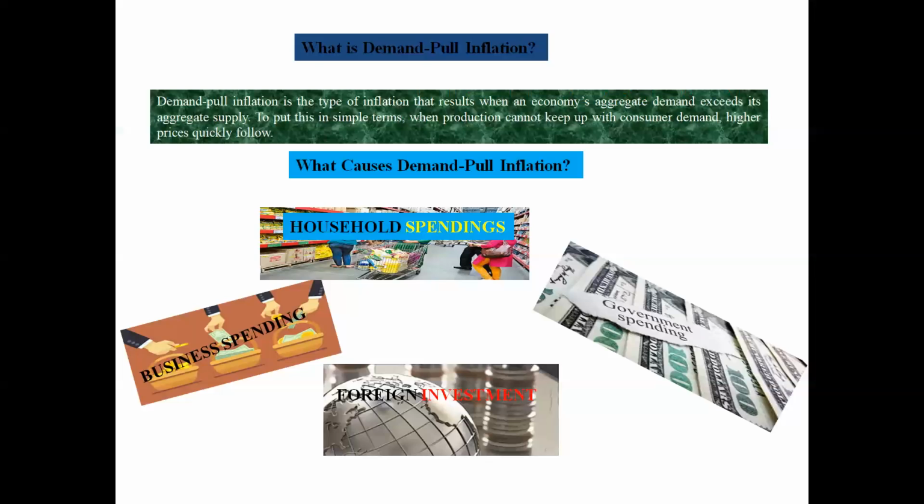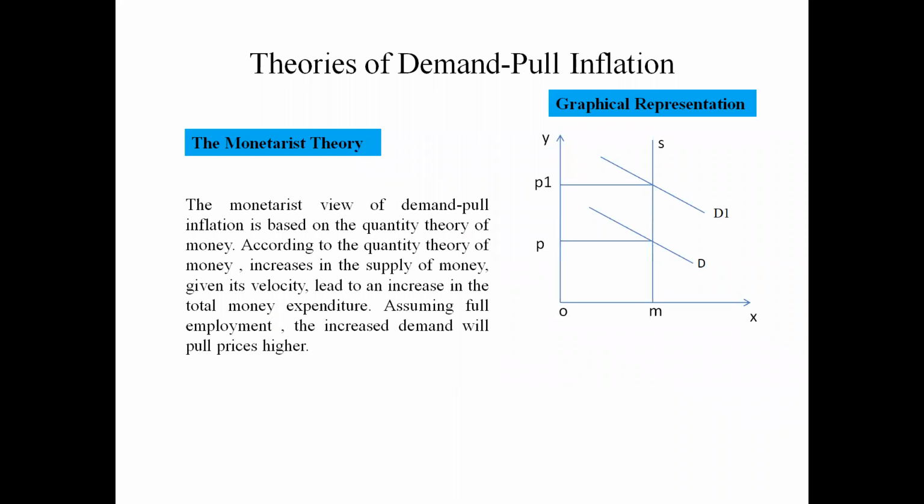So next we will study the theories of demand pull inflation. Broadly speaking, there are 2 approaches, or 2 competing theories, of demand pull inflation. One is the monetarist theory and another one is the Keynesian approach. So what does the monetarist theory say about how demand pull inflation occurs? The monetarist view of demand pull inflation is based on the quantity theory of money.